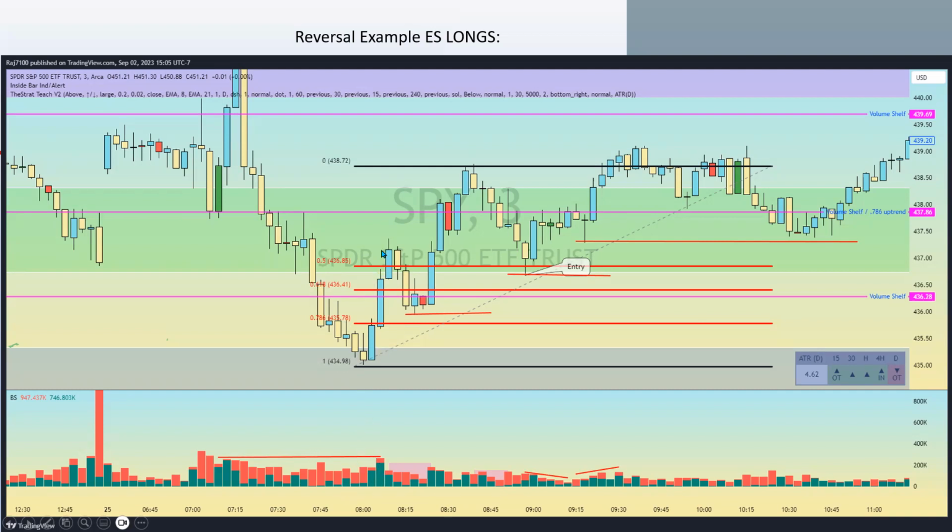So we're coming up, and here's your first clue that this is a sustained uptrend because we come up and this sell-off is just on really low volume, right?